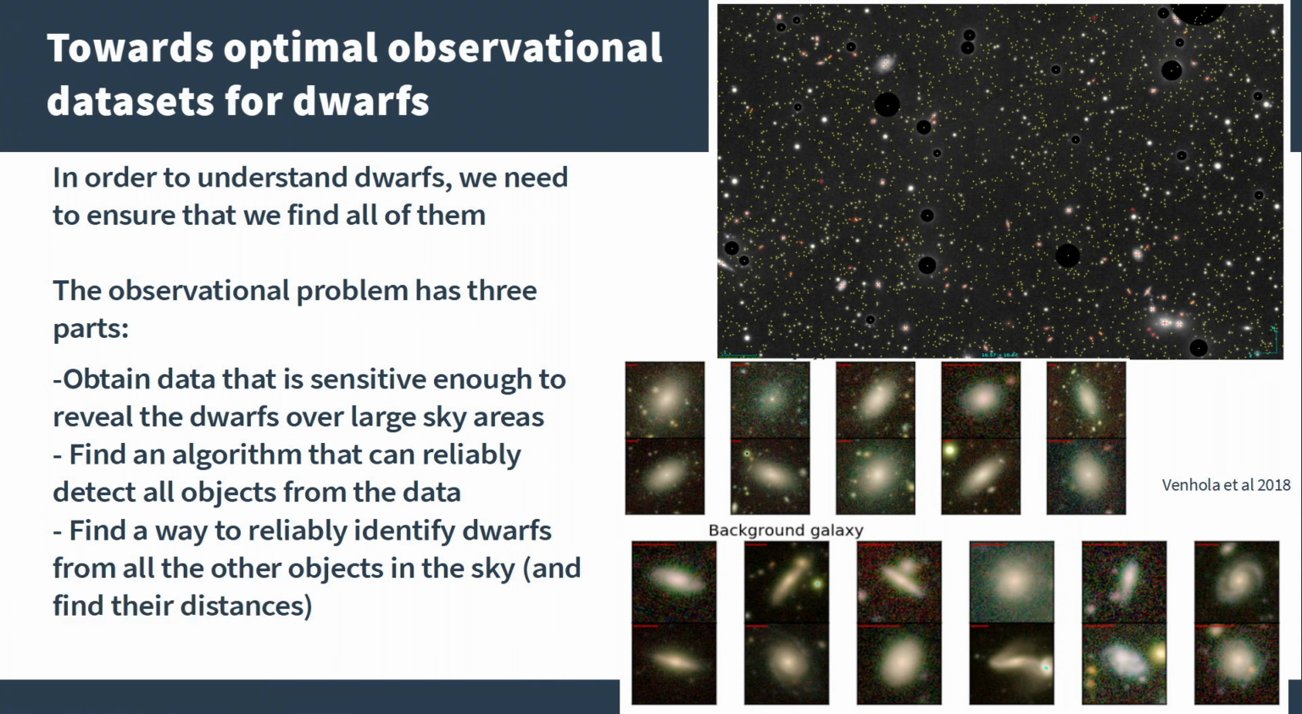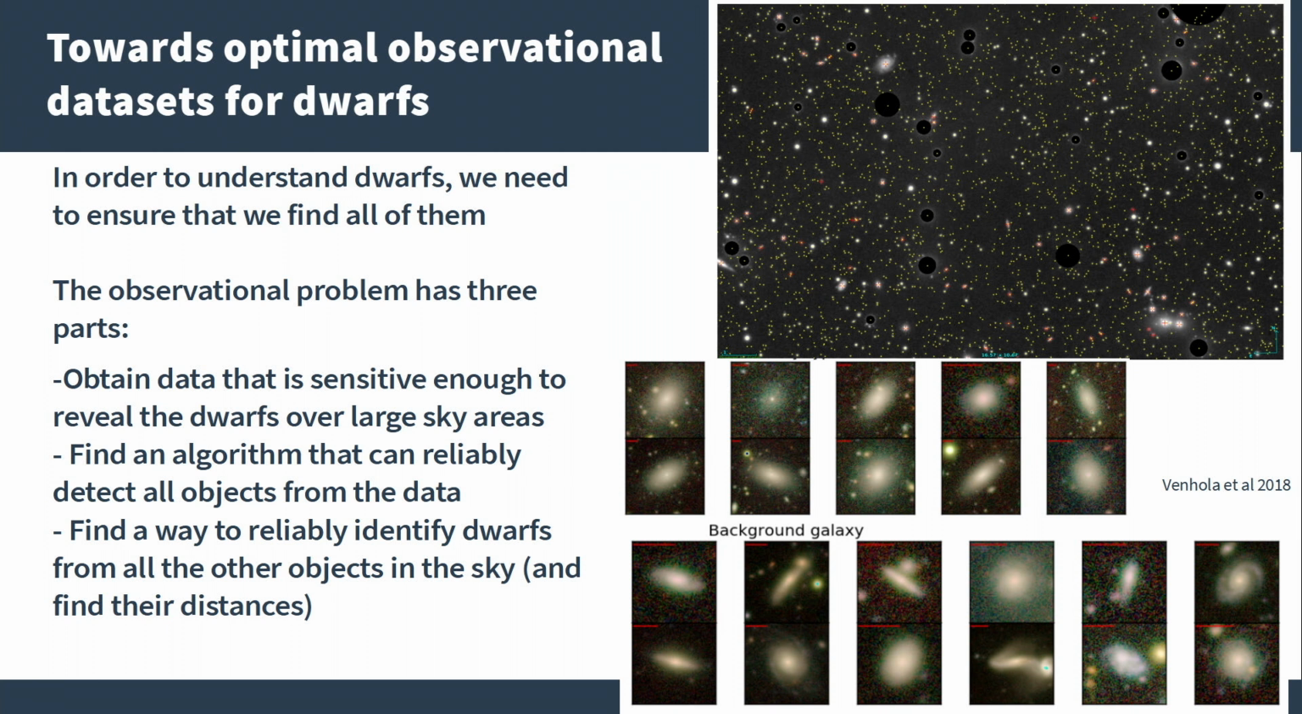So, as an observational astronomer studying dwarf galaxies, my aim is to make as complete a view as possible of the dwarf galaxies in the local nearby universe. In principle, this has three parts. First, we need to get very nice images, produce very sensitive data that can detect these galaxies. Then we need to find an algorithm that can reliably go through these large data sets and identify all of the objects in those images. And third, we need to figure out which objects exactly are dwarf galaxies, because there are a lot of things in the sky that are not dwarf galaxies.